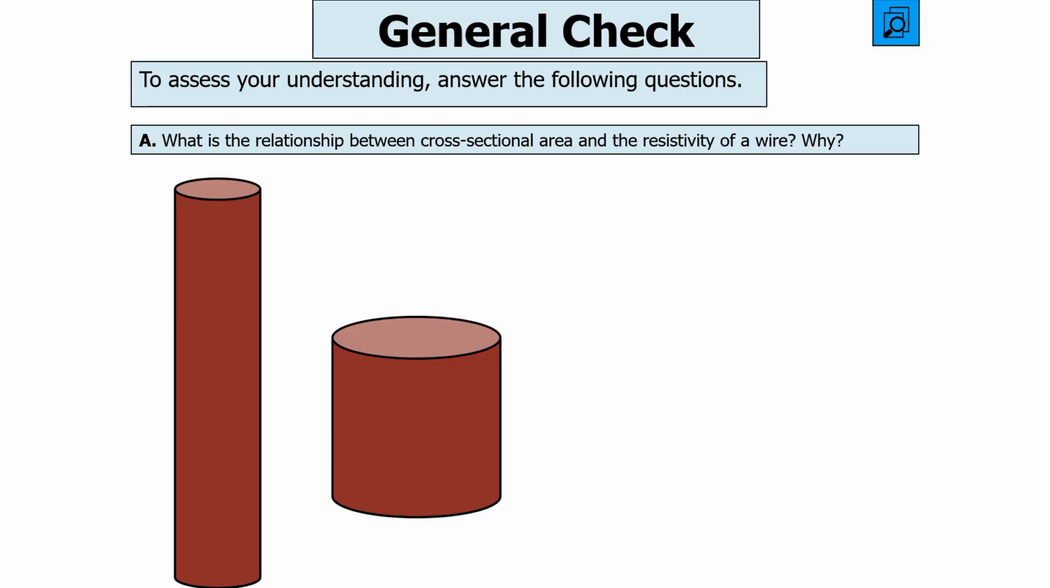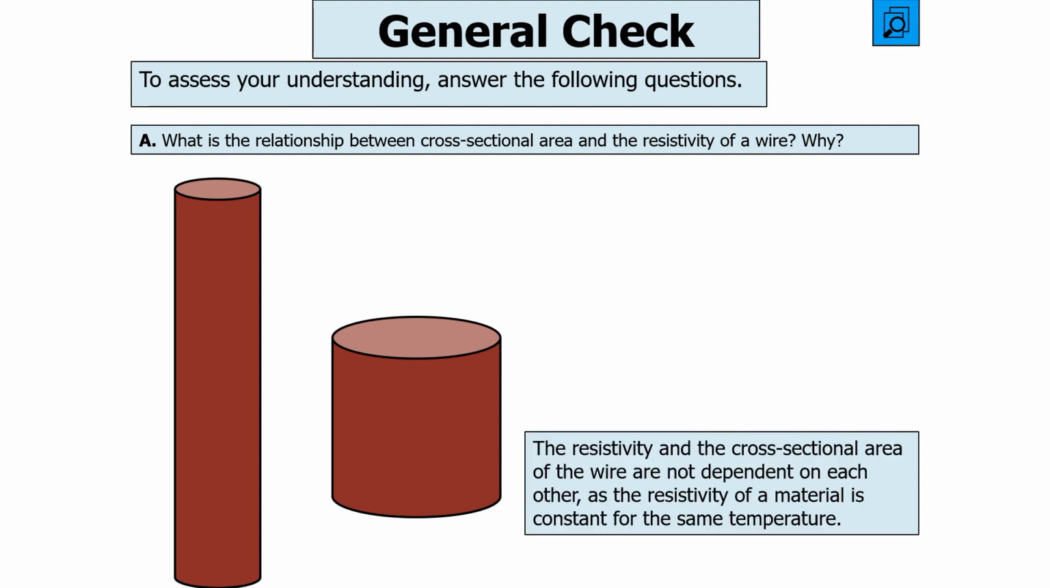Now, what is the relationship between cross-sectional area and the resistivity of a wire, and why? So pause the video now, then unpause the video when you want to go through your answer. Now, the resistivity and the cross-sectional area of a wire are not dependent on each other, as the resistivity of a material is constant for the same temperature.